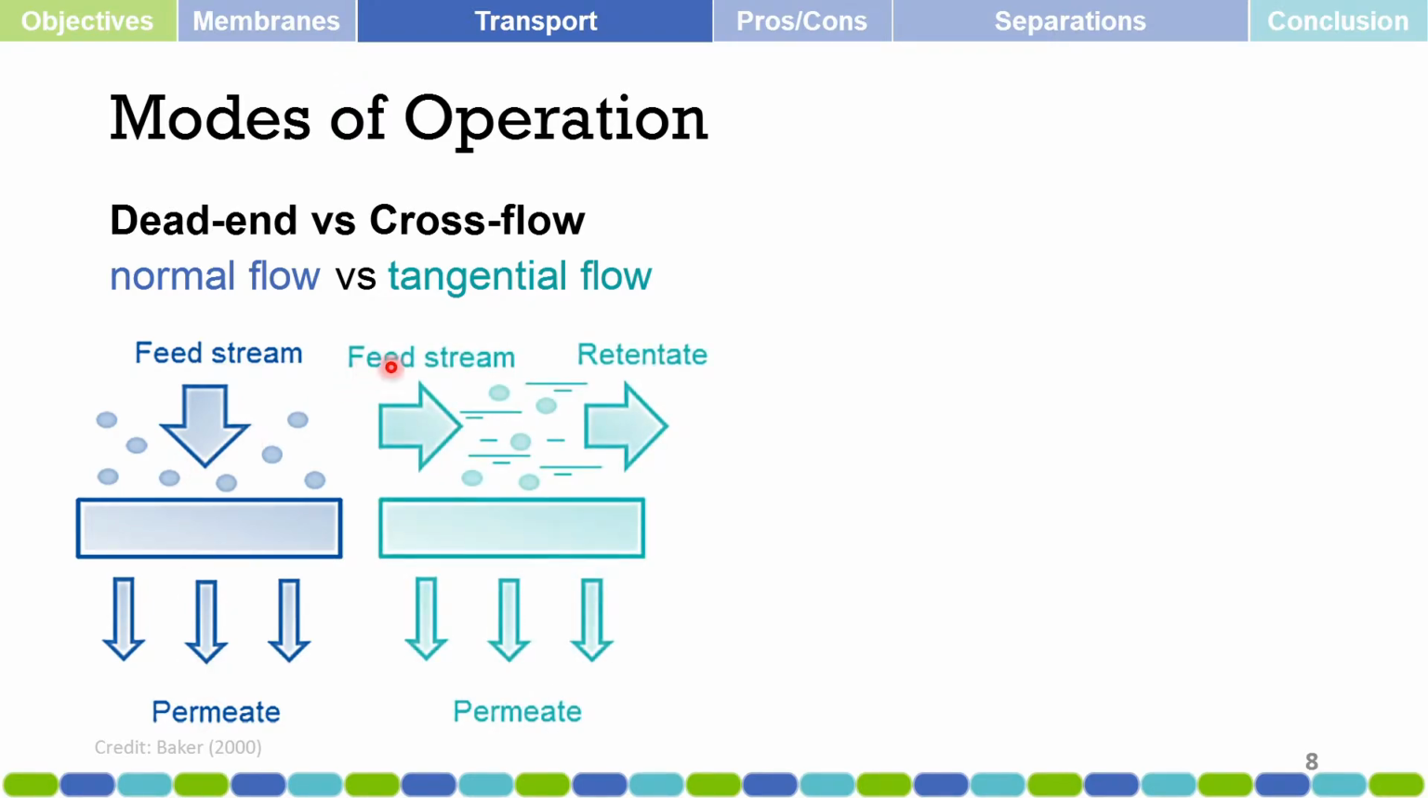That's why we have another mode of operation, which is the cross-flow mode or tangential flow. In this mode, the feed stream flows parallel to the membrane. In this way, we reduce mass transfer limitations which arise from a normal flow. With this, there is a more turbulent regime on the side of the membrane so that we avoid concentration polarization, and also the fouling is reduced since the flow is not directly through the membrane. It is parallel to the membrane.